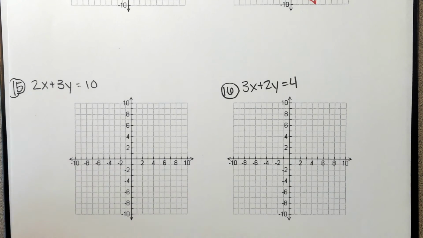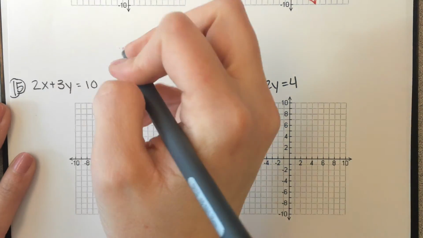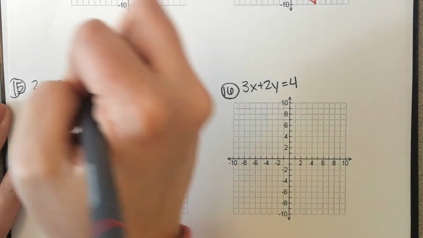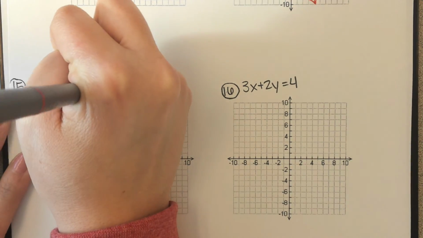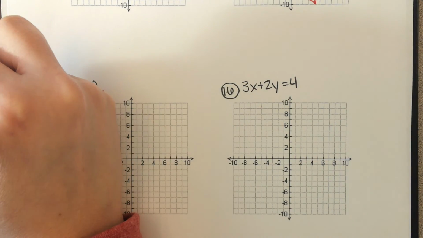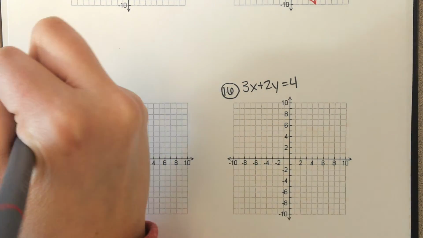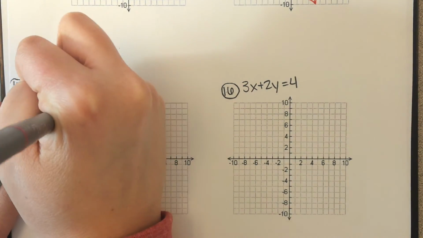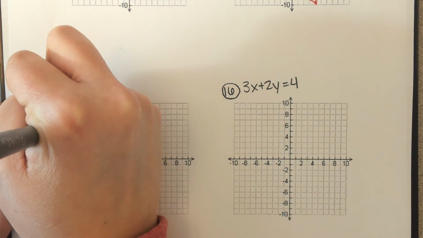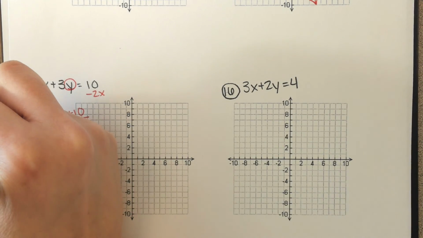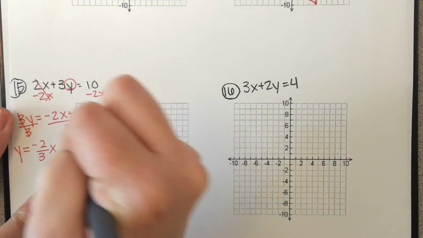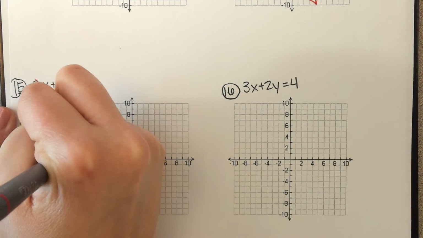Okay? So we're trying to get y by itself. We did this back in the first unit. So I'm going to subtract 2x from both sides. And I have 3y equals negative 2x plus 10. I'm going to divide everything by 3. So that gives me y equals negative 2/3 x plus 10/3.